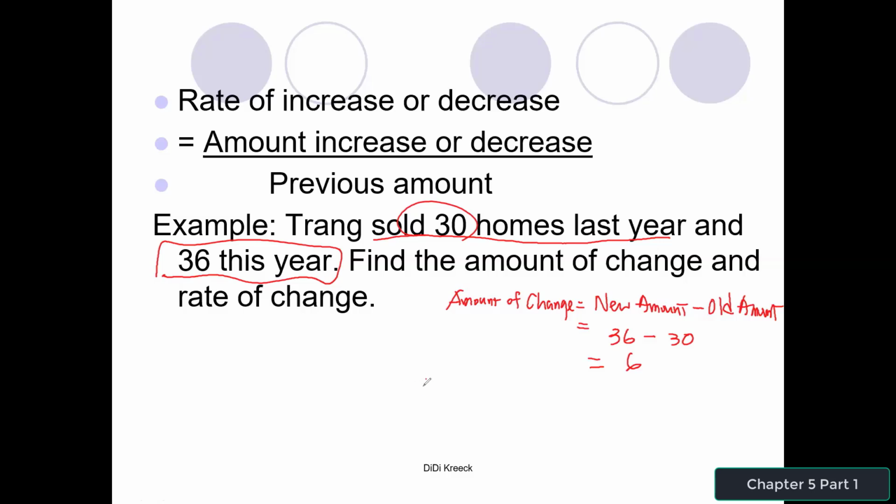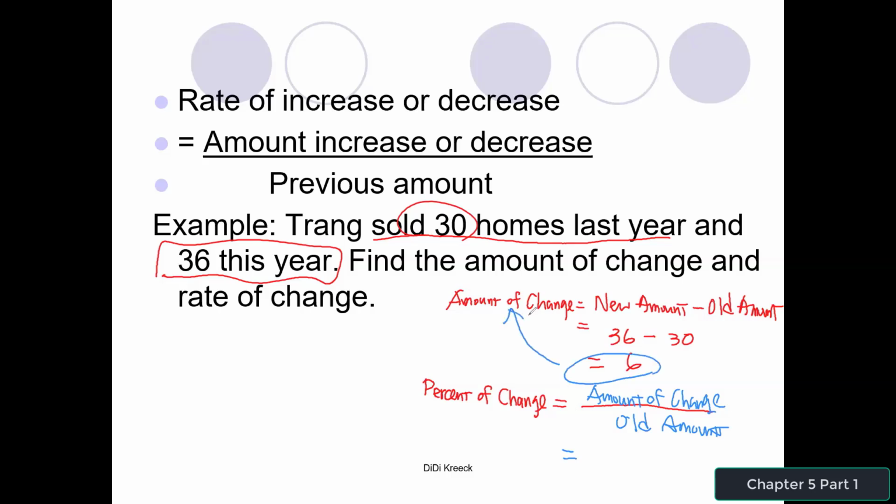The percent of change equals the amount of change over the old amount, because we are comparing the sales now to the previous time. So we learned the amount of change is 6. The old amount is 30. And we can divide this out.